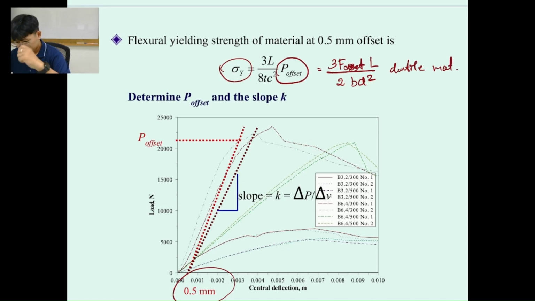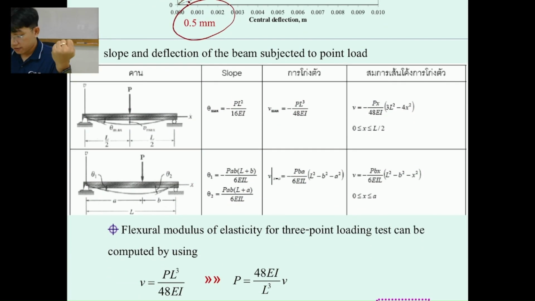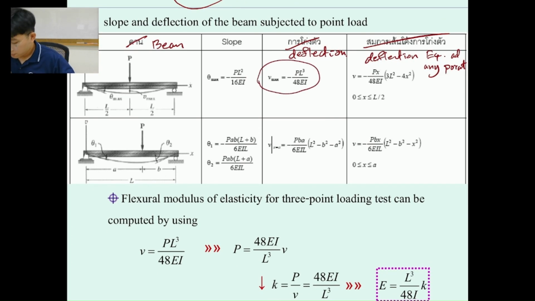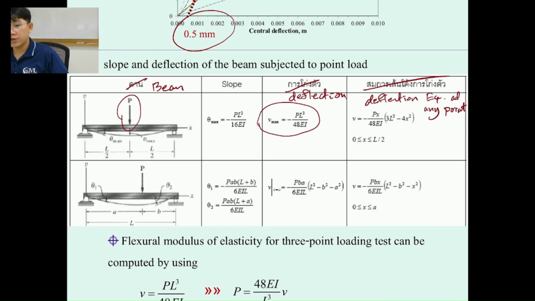All right, so if you remember from mechanics of materials, we have the simple beam over here. This one is the beam, and this one is the deflection equation, the deflection equation at any point. So we have this maximum deflection for the simple beam with the load at the middle, as in the 3-point loading test at the lab.